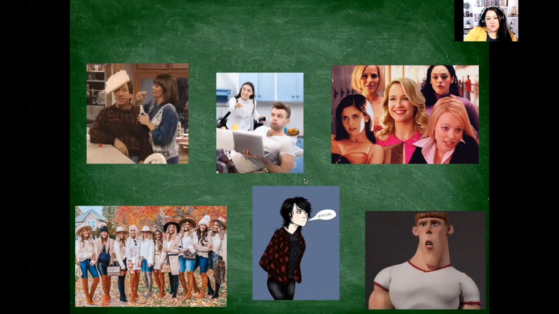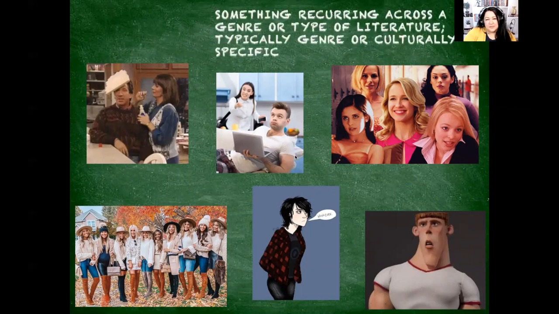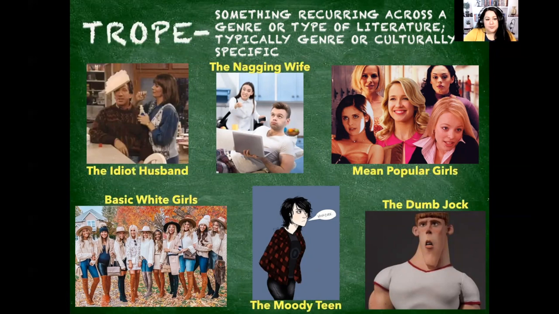Okay, this is something, let me see, my buttons are in the way. Something recurring across a genre or type of literature. Okay, this is typically specific to a genre or culturally specific. So you may be like, that sounds kind of like archetype, but this is specific to a genre or specific to a culture. Archetypes, they span all the cultures, all the time periods, okay? All the genres, you find heroes and you find lovers, you find these in everything, okay? These are very much more specific and they're usually more like stereotypes, okay? This is called a trope.